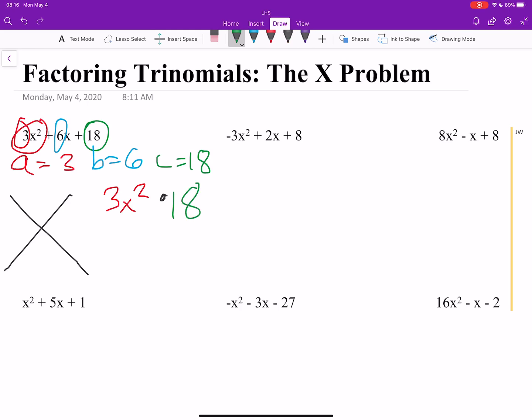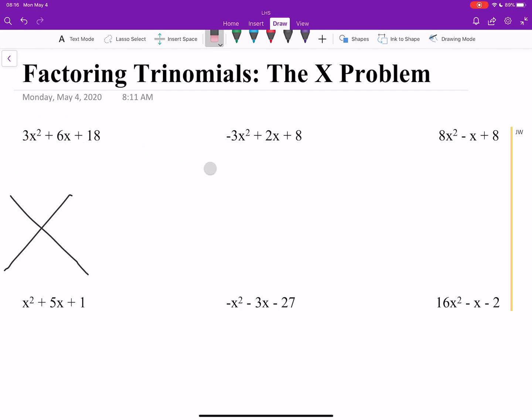And I lied, actually, now that I'm looking at this, this one does have a greatest common factor. So let me back up a little bit. If we were to find the greatest common factor and factor that out, the common number here is 3. In parentheses, we'd have x squared plus 2x plus 9. So, sorry, our new A is 1, B is 2, and C is 9.